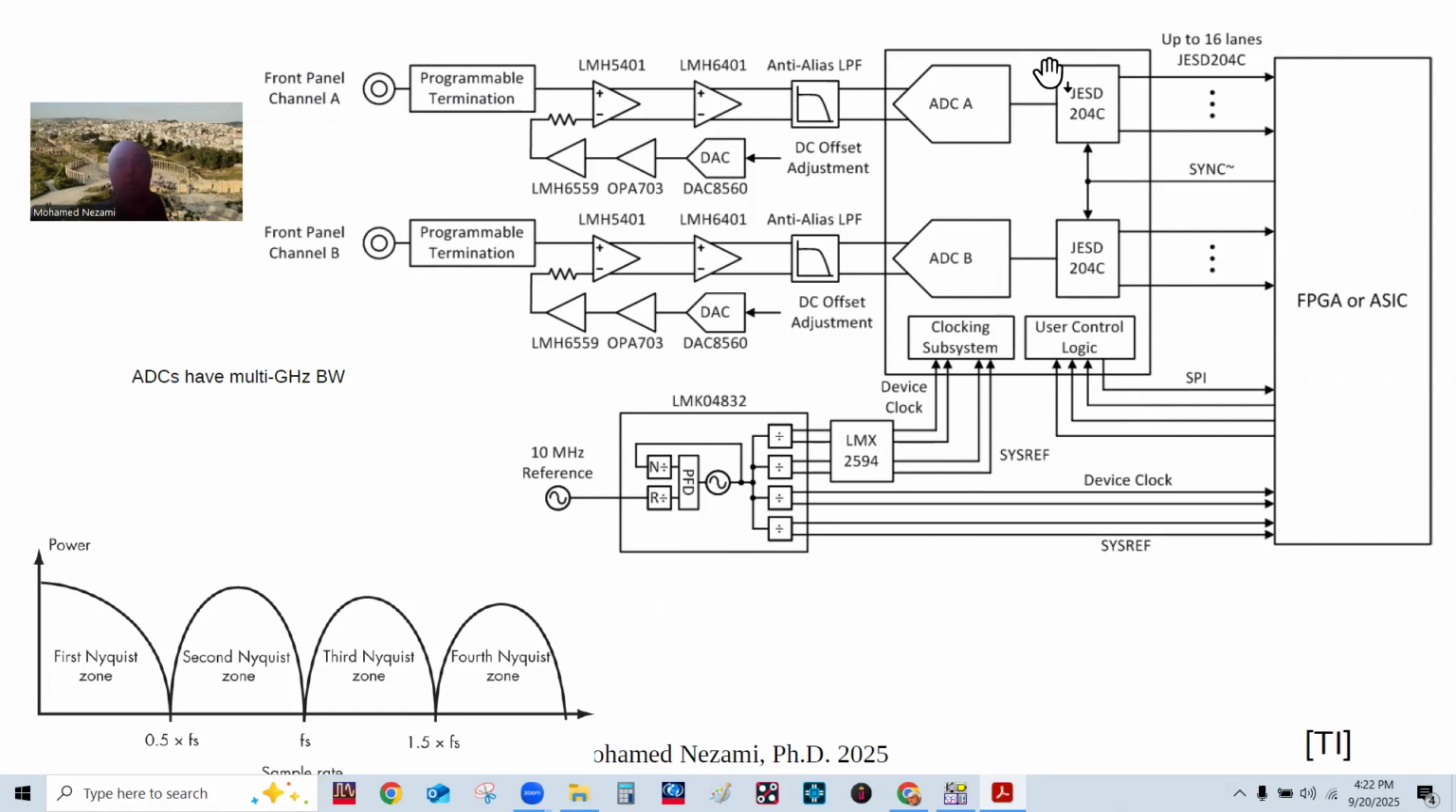Okay, so this shows you a typical ASIC front end, either from TI or Analog Devices. You can design these based on the Nyquist zone to whatever you want. And this shows in here these devices, LMH 6000, 5000. These are devices from TI.